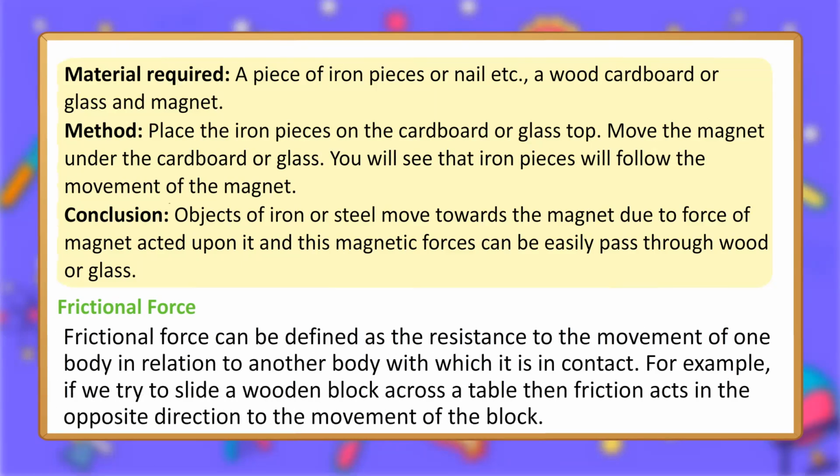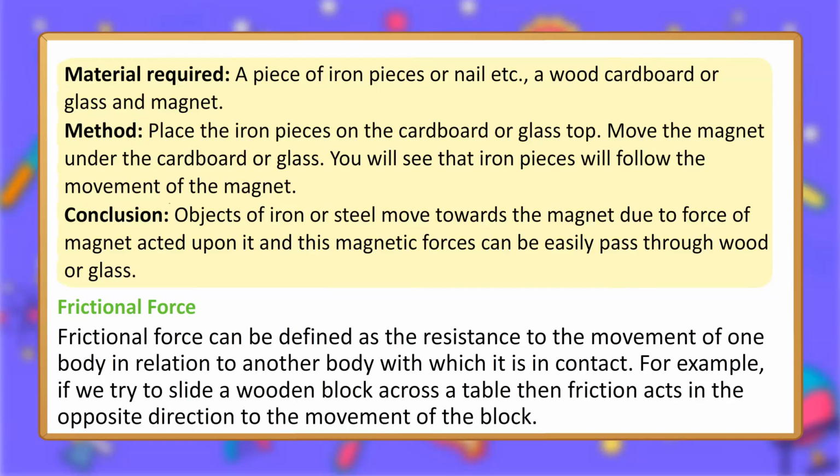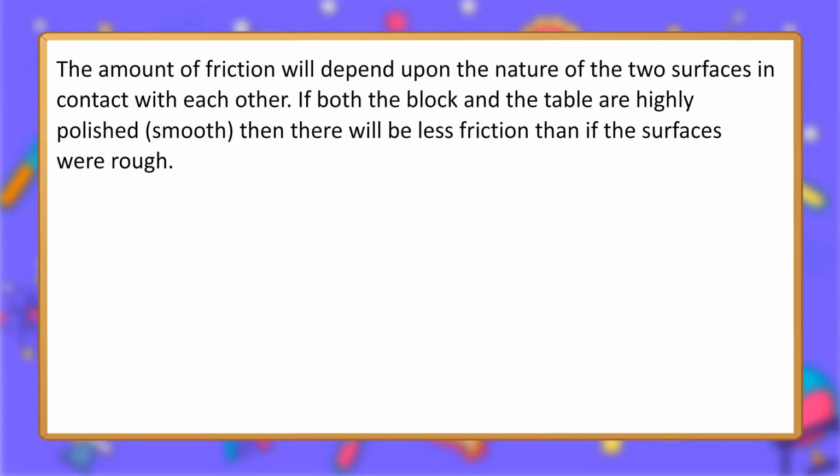Frictional force. Frictional force can be defined as the resistance to the movement of one body in relation to another body with which it is in contact. For example, if we try to slide a wooden block across a table, then friction acts in the opposite direction to the movement of the block. The amount of friction will depend upon the nature of the two surfaces in contact with each other. If both the block and the table are highly polished, smooth, then there will be less friction than if the surfaces were rough.